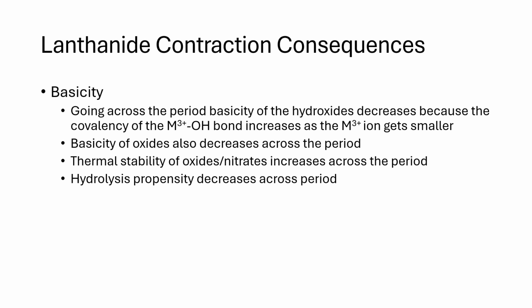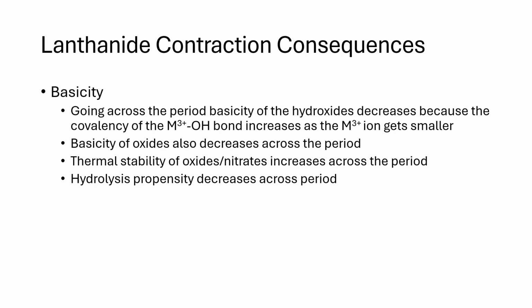In the case of these metal hydroxides, these lanthanides and actinides, we see that the size of the metal ion decreases as we go across the period. That also means that the covalency of the metal-OH bond increases. And of course, as the covalency increases, the OH minus ion is not as readily available. Those electrons are going to be really tied up in the bonding to the metal ion, which is small and charged, and therefore the basicity is going to decrease across the period.